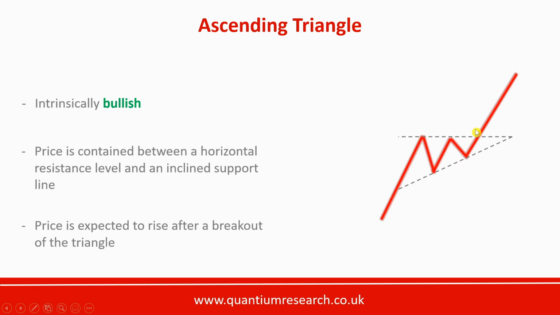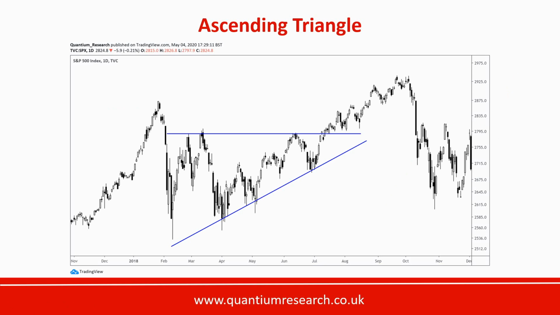Price here is expected to break above the horizontal resistance eventually, and when it does, as you can see, the market is likely to rise further. So let's get an example here. We've got an example of a large ascending triangle on the S&P 500, which is an index I like to trade from time to time. And we can see throughout the triangle here, the oscillations in price get gradually smaller and smaller until it finally breaks out to the upside and the price rises further.